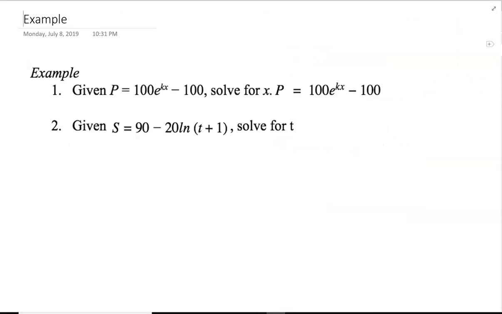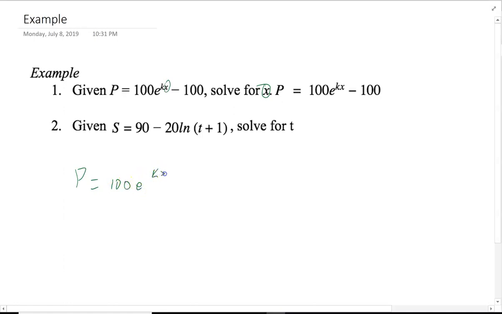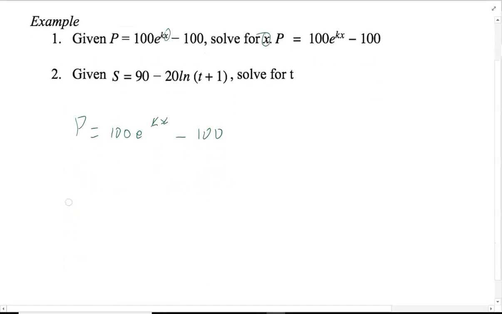Let's look at a couple of examples of working through some problems in this section. First question: given p is equal to 100 e to the kx minus 100, solve for x. So we want to solve for x, and x is up in the exponent. So p is equal to 100 e to the kx minus 100, and I want to solve for x, okay?